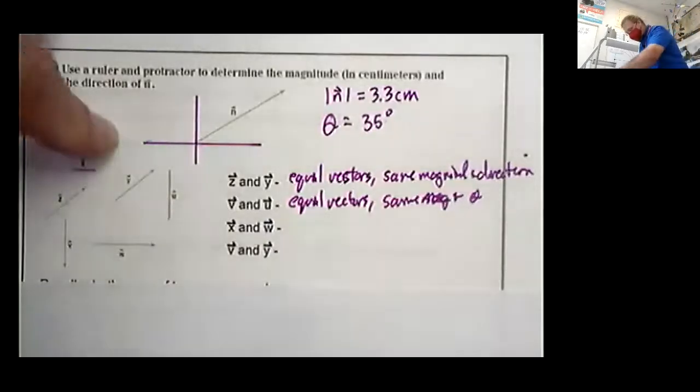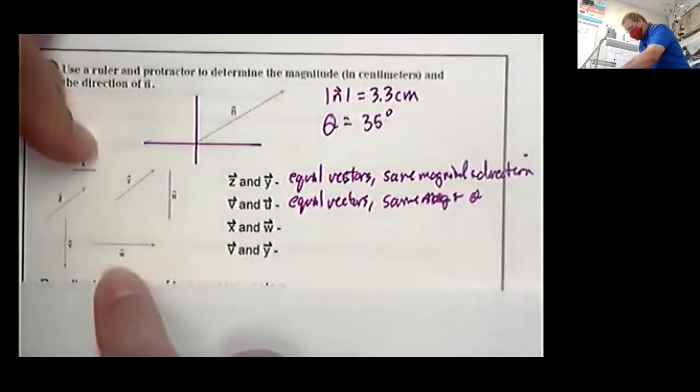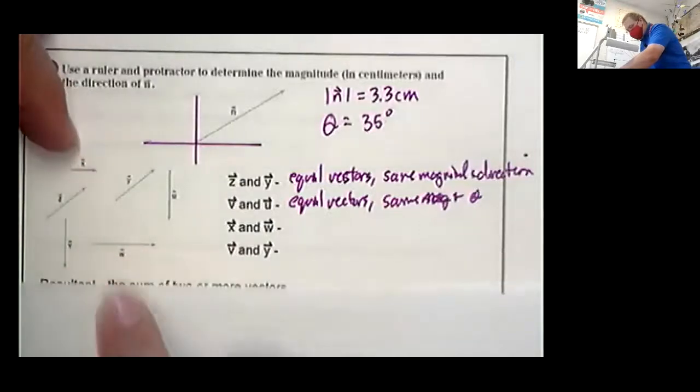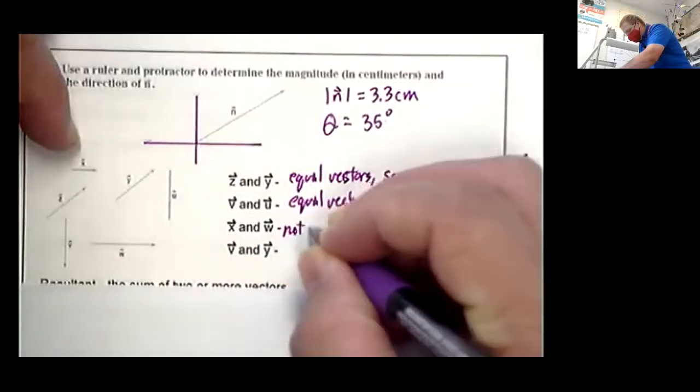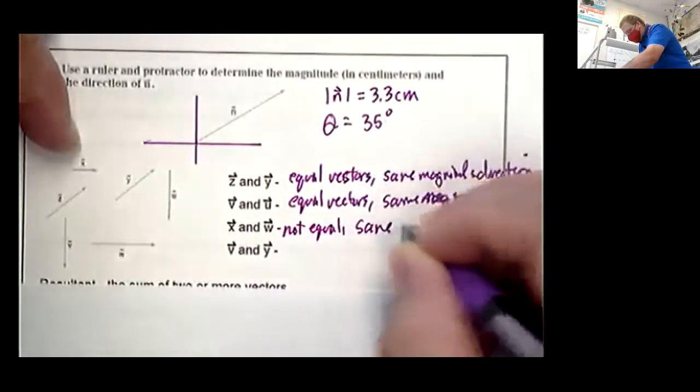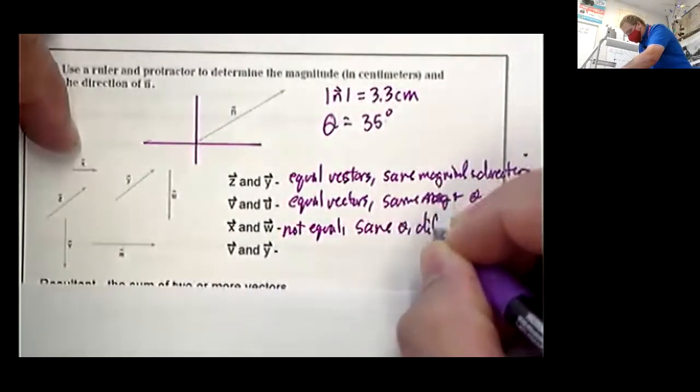Well, here's x. Here's w. They're going the same direction, but are they the same length? They are not. So these are not equal. They have the same direction, but different magnitudes.